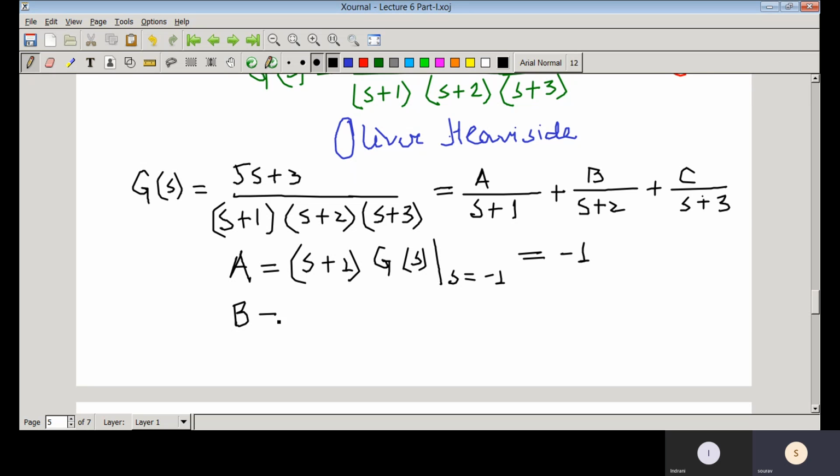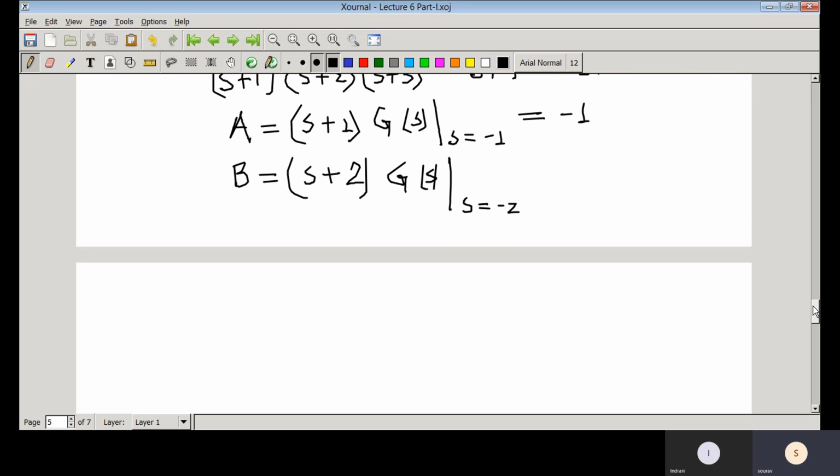Now b, so b is s plus 2 into G(s). You find this at s equal to minus 2, and you will get that value equal to 7.